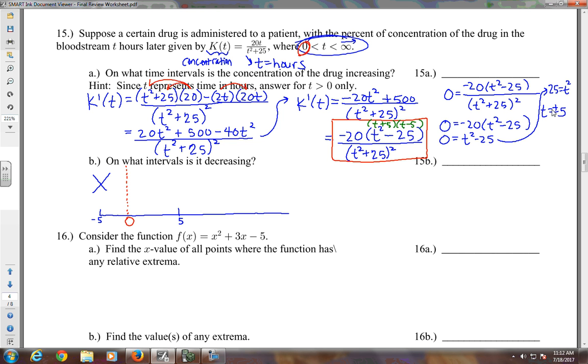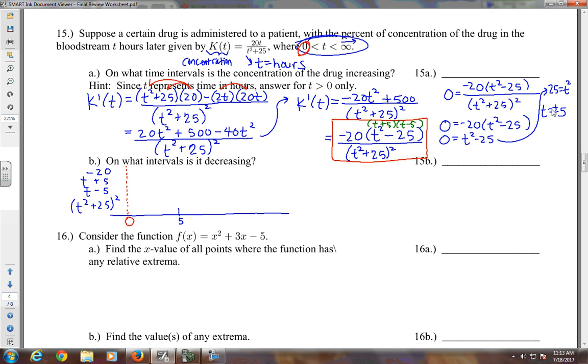So what I can do is list all of the factors of my derivative over here on the left side of my sign graph like we did on the previous problem. One of those factors is negative 20. I am going to consider this constant this time because the negative will affect the sign of my entire derivative. I also want to consider the two factors I broke down, t plus 5 and t minus 5.